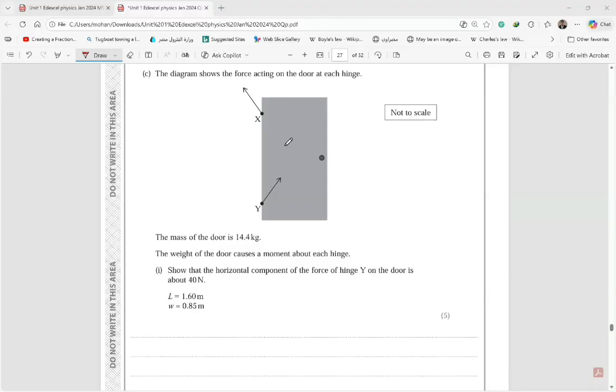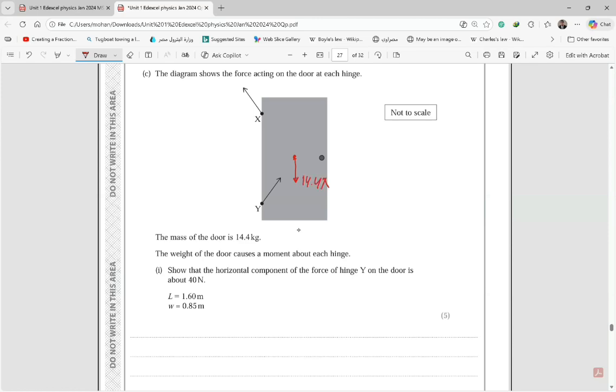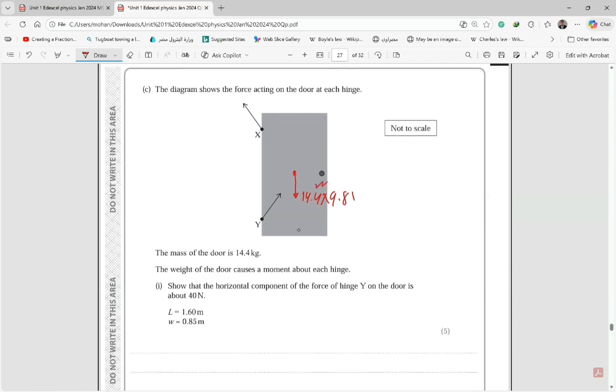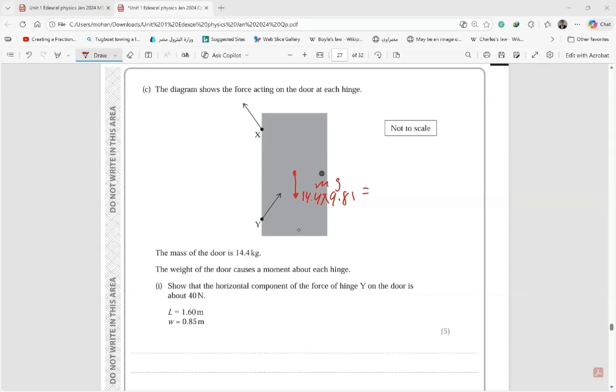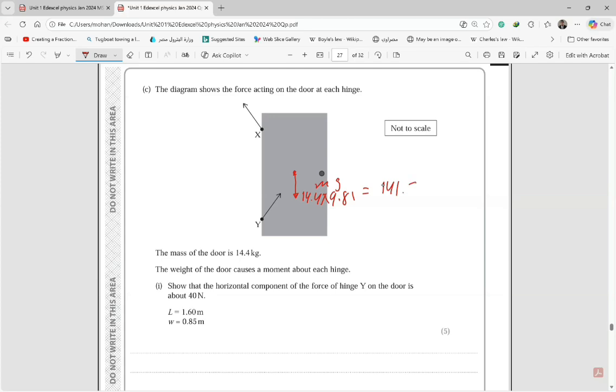For this one, you have here the weight, as you know, it acts here in the middle of the door because it's a uniform door. This means the weight is acting here downward. The weight equals 14.4 times 9.81, because it equals mg. When you calculate this, it's about 141.26 Newton. And you can say that it is 141 Newton. Okay, this is the weight.